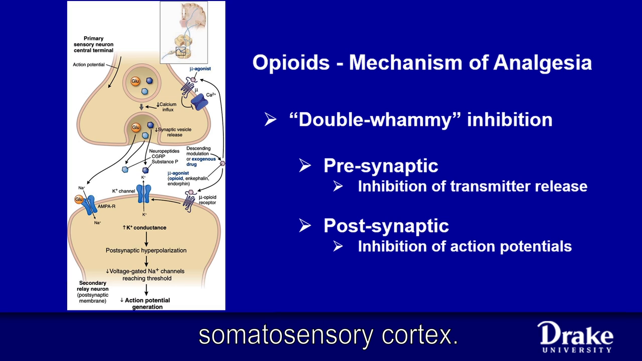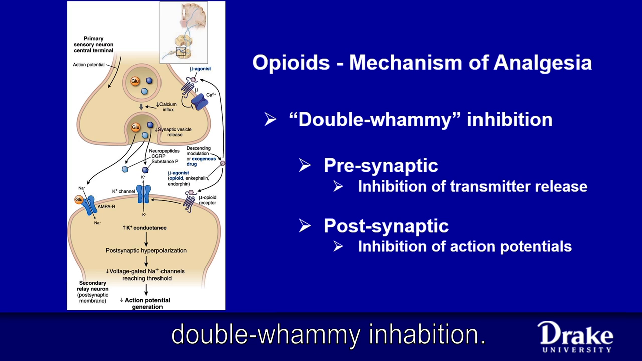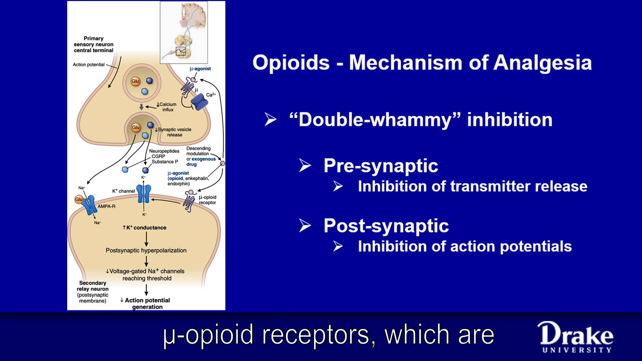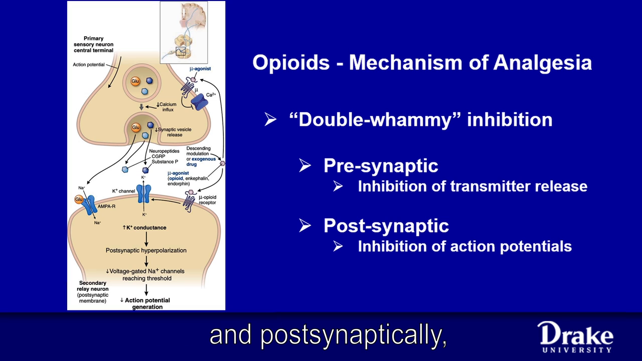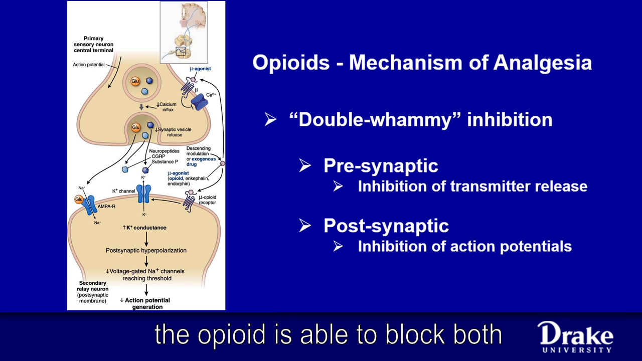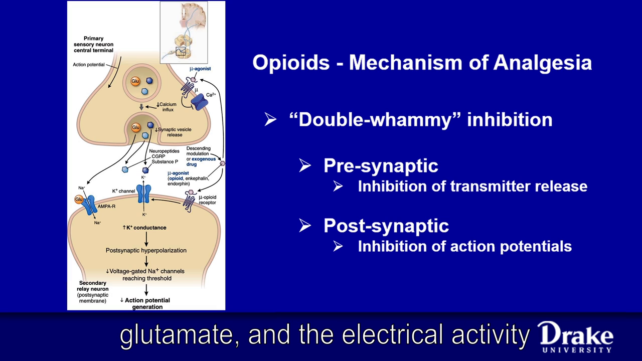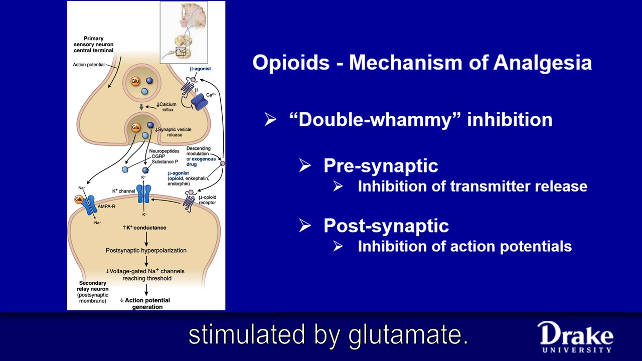Now, I like to refer to the opioids' mechanism of analgesia as being a kind of double whammy inhibition, because as I'll describe in a moment, when an opioid binds to the mu opioid receptors, which are expressed both presynaptically and postsynaptically, the opioid is able to block both the release of the chemical signal, glutamate, and the electrical activity in the postsynaptic neuron that would normally be stimulated by glutamate.